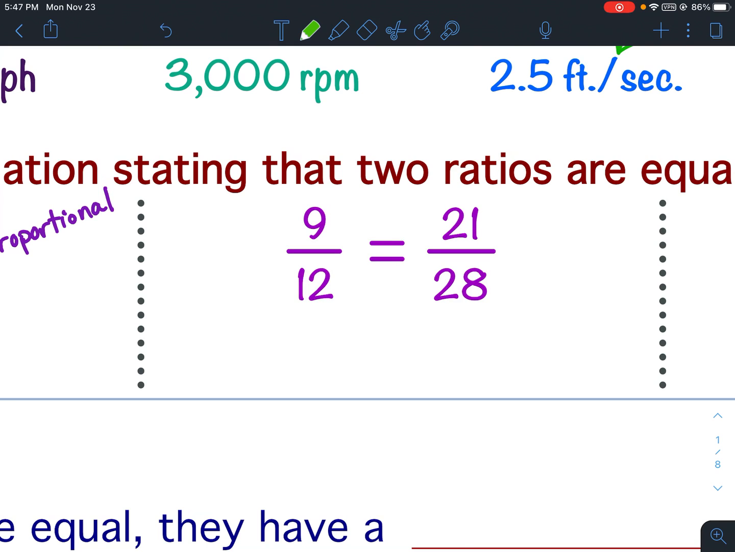Another way, well, if I look at this, if I try to divide, I'm going to end up with a decimal number. So another way to determine if two ratios are actually equal or not is to reduce or simplify.